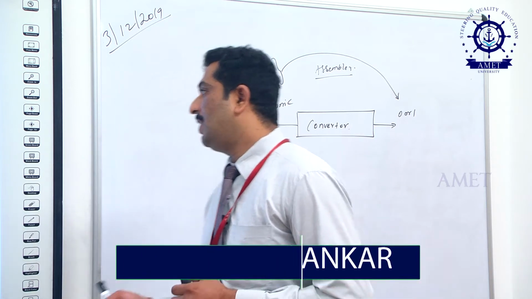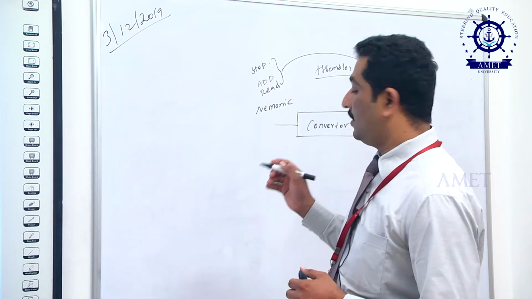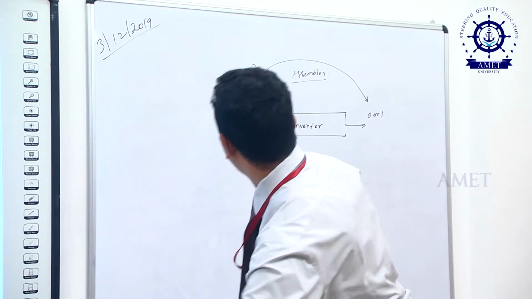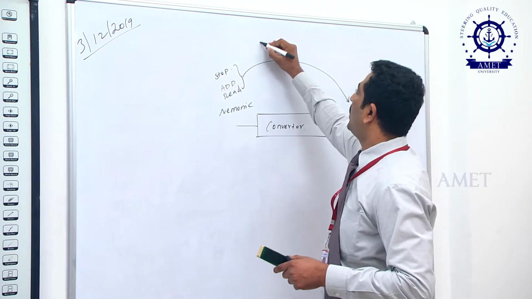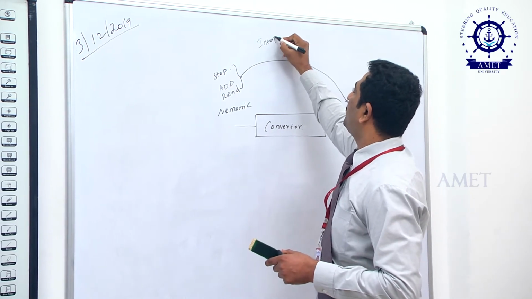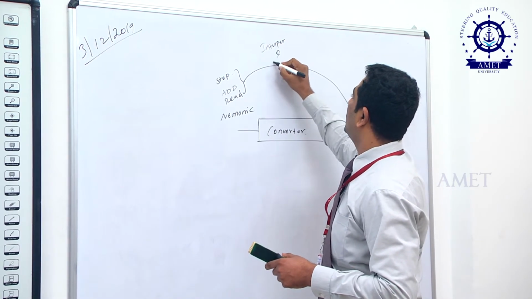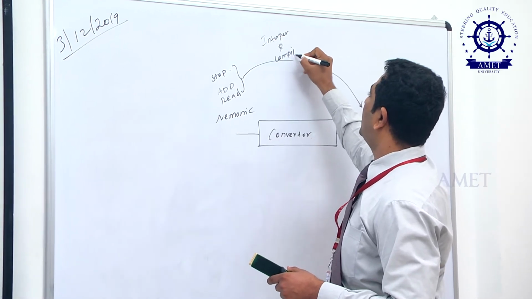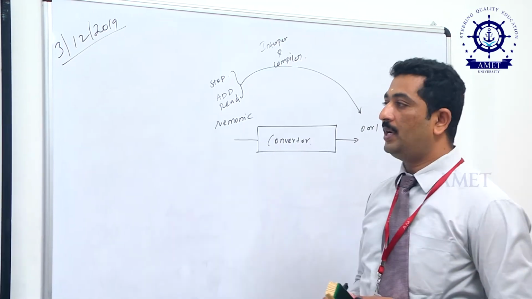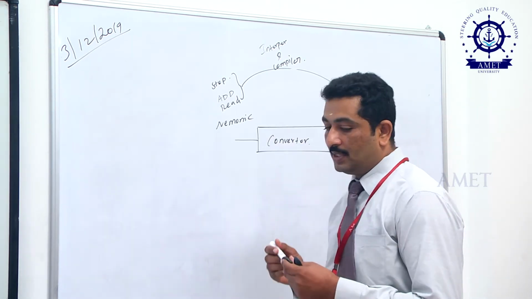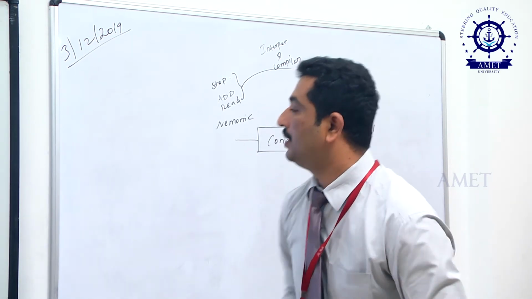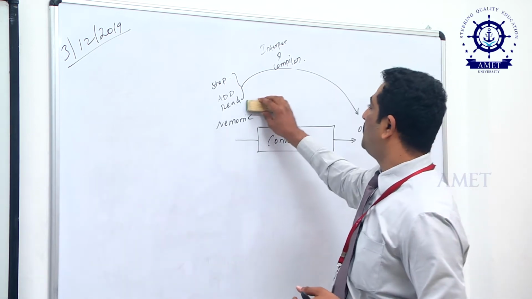So to convert high level language into machine level language, we use converters. We use two types of converters: one is the interpreter and the other is the compiler. What is the use of an interpreter and a compiler? Both convert high level language into low level language, but there are some differences.